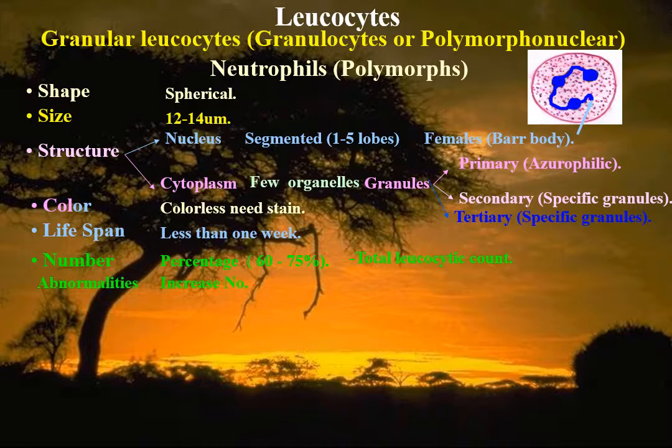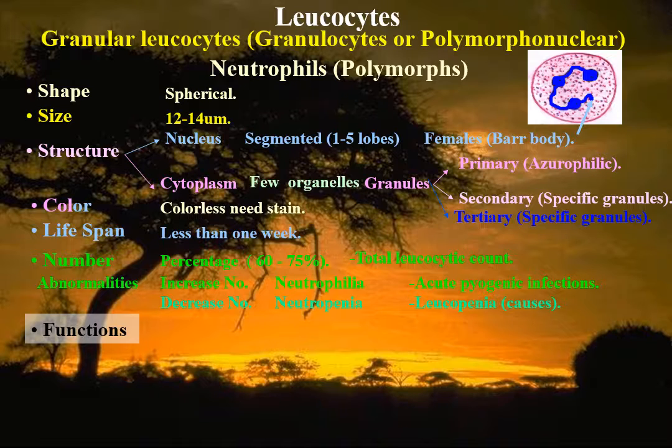Abnormalities in number. An increase in their number is called neutrophilia, which occurs in certain acute pyogenic infections as abscesses and acute tonsillitis and appendicitis. A decrease in their number is called neutropenia and is caused by the same causes of leukopenia.